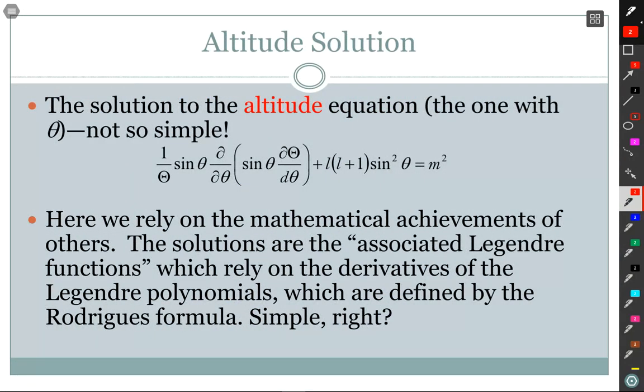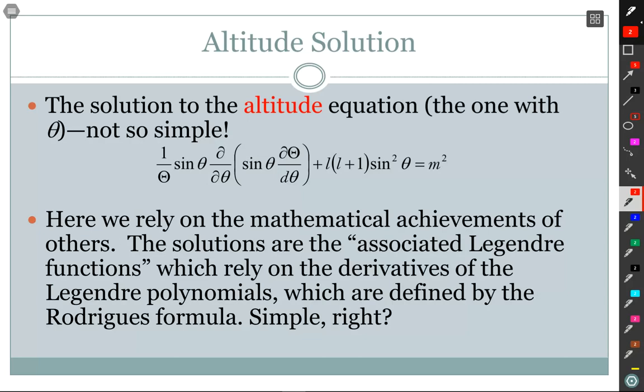Now the other one, the altitude equation. This one, not so simple, which is why I asked the question. I was very thankful that Aaron, like me, said, let's do the one that looks simpler. So how do I solve this? And you notice my subtext. We rely on the mathematical achievements of others. People who, quite frankly, are much smarter than me, at least in the math realm.